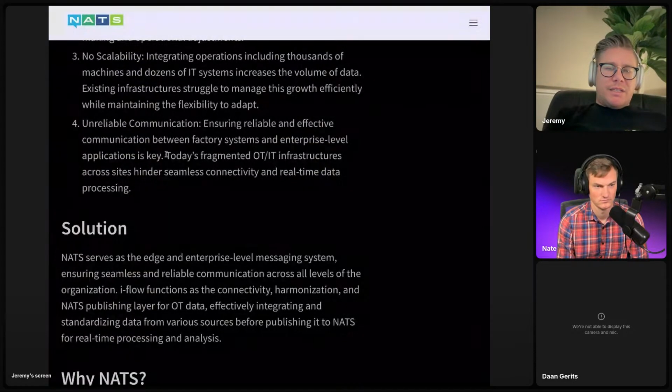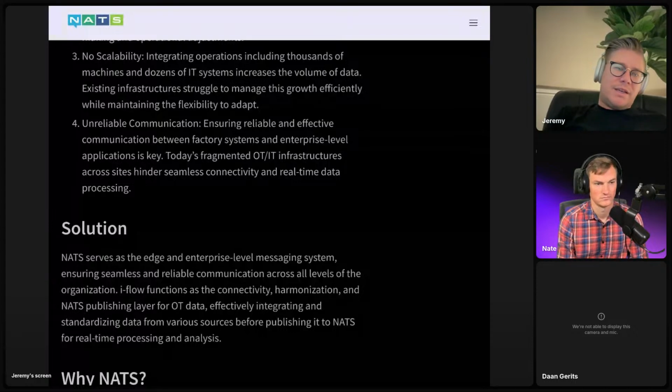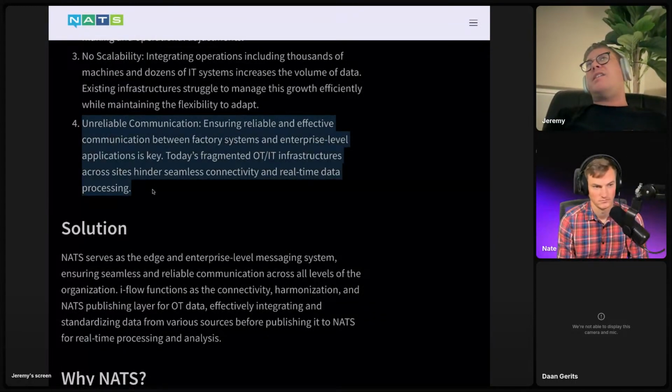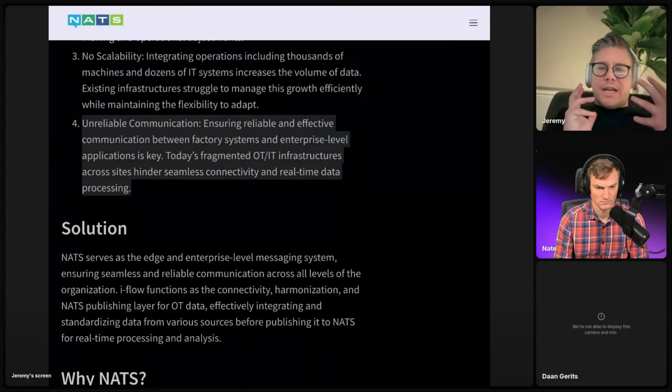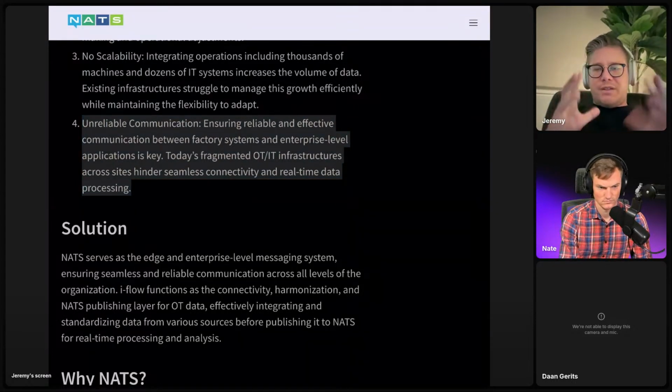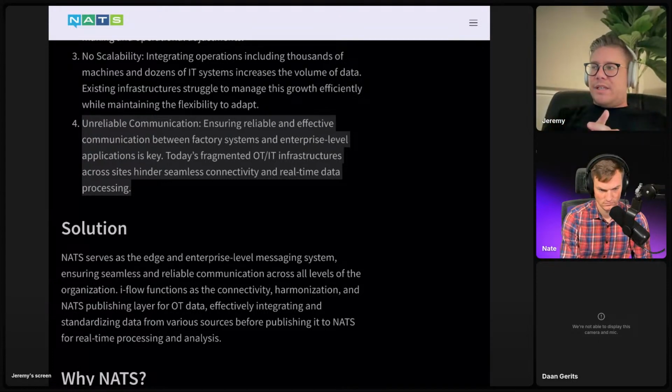Today's fragmented OT and IT infrastructures across sites hinder seamless connectivity and real-time data processing. This is something I see come up a lot, and it's not just legacy and factory floors. I try to harp on this a lot: this idea that distributed systems don't necessarily... I mean, of course, the field of distributed systems is all about distributed computing in general.